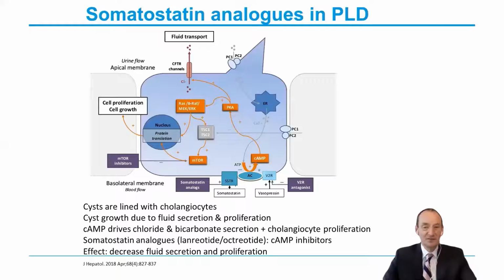So last but not least, somatostatin analogs in polycystic liver disease. This is a medical option because cysts are lined with cholangiocytes, and cyst growth is due to fluid secretion and proliferation. Cyclic AMP drives chloride and bicarbonate secretion. Somatostatin analogs such as lanreotide or octreotide inhibit cAMP, and the net effect is a decrease of fluid secretion and proliferation, resulting in a lower polycystic liver volume.